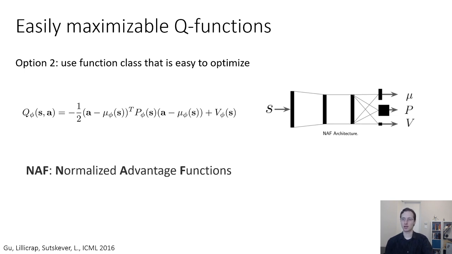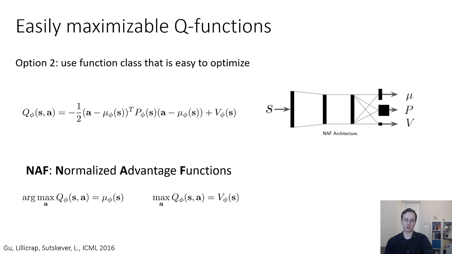And when it's always quadratic, then you can always find the maximum. In this case, the maximum is just mu phi of s, as long as p phi of s is positive definite. So this is called the normalized advantage function. And the reason that it's called normalized is that if you exponentiate it, then you get a normalized probability distribution. So the argmax of q phi is mu phi, and the max is v phi.